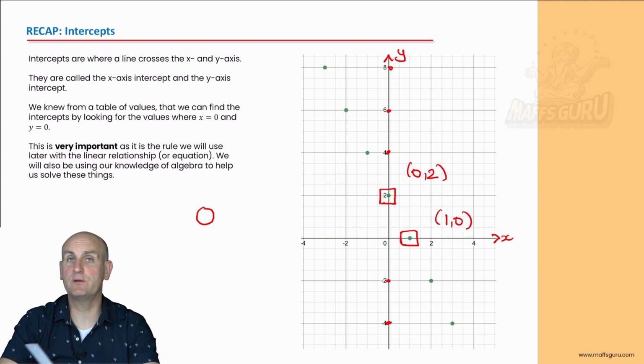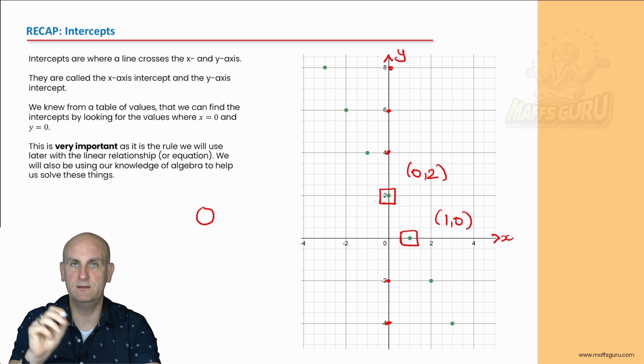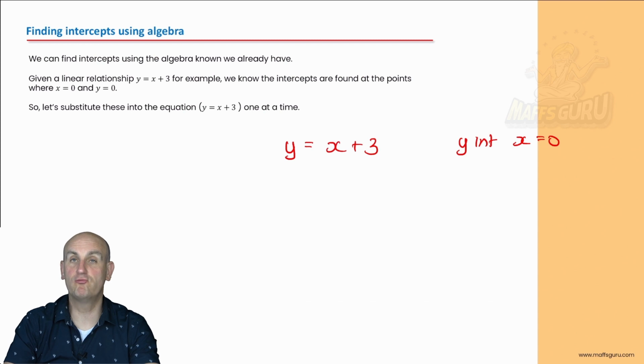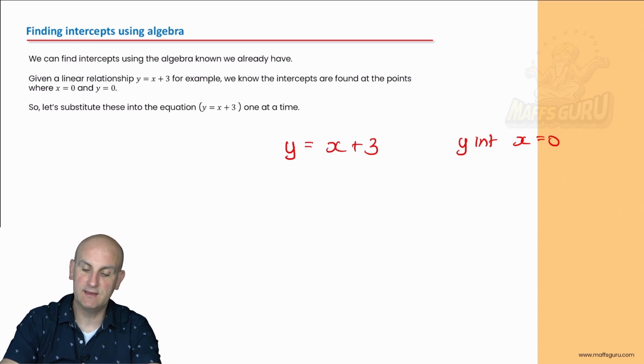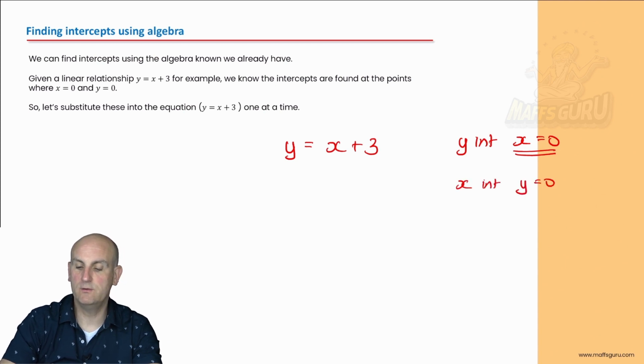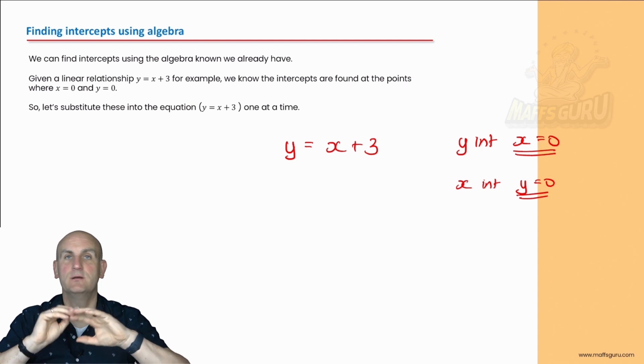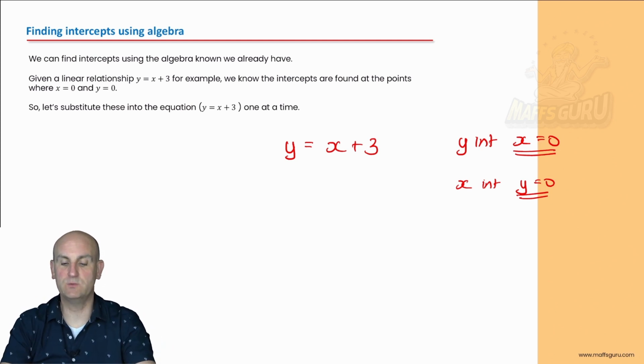And likewise, if we look the other way on the x-axis, what would we notice about every point that falls along the x-axis? It would also be 0. So that's really important. Our y-intercept has an x value of 0, and an x-intercept has a y value of 0.